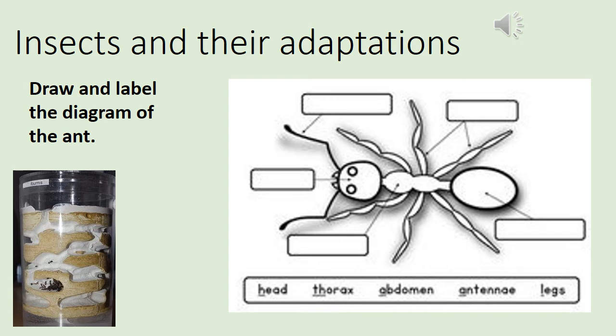Good morning, Year 8. Today you are going to be looking at insects and their adaptations. So the first thing I've done is given you a diagram for you to label. So this is a diagram of an ant. I want you to have a think about what it would look like and label it using the words below.